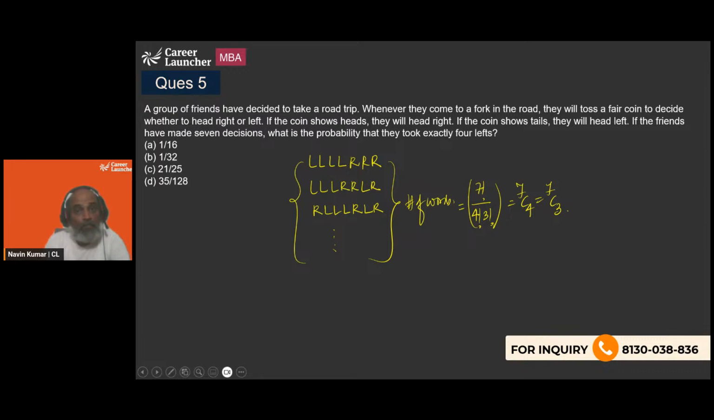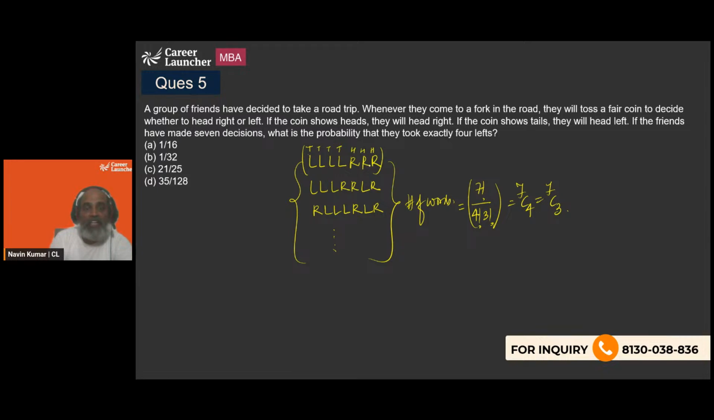So these are the total number of ways in which left and right is being decided, right? 4 lefts and 3 rights. But it's not only that they're going left and right, it's also about them tossing the coins. Every left will happen when they show a tail, right? So a tail must come 4 times and a head 3 times, only then will the first case be formed.